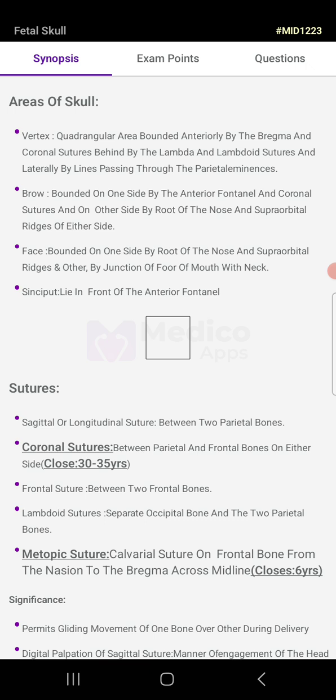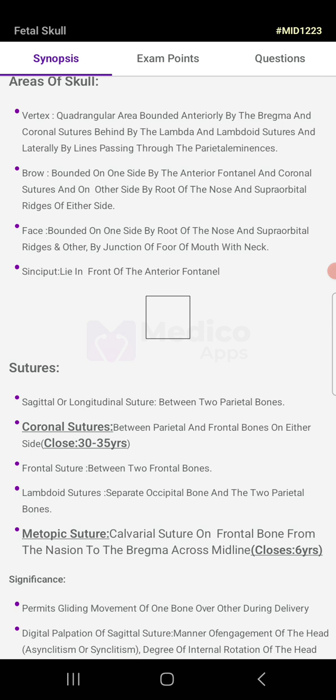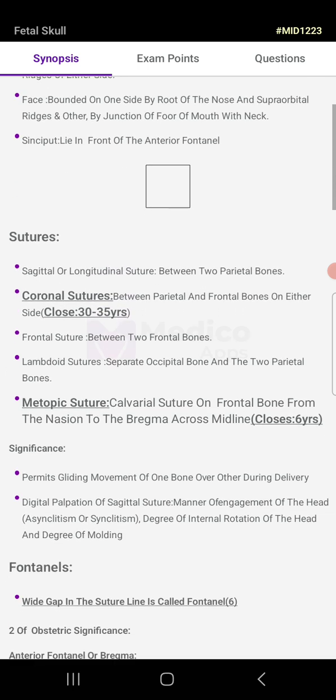Brow, bounded on one side by the anterior fontanelle and the coronal sutures, and on the other side by the root of the nose and the supraorbital ridges of either side. Face, bounded on one side by the root of the nose and the supraorbital ridges, and on the other by the junction of the floor of the mouth with the neck. Sinciput lies in front of the anterior fontanelle.